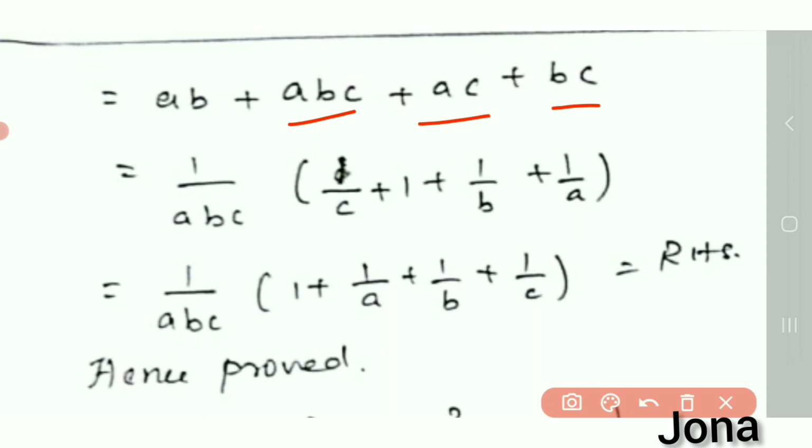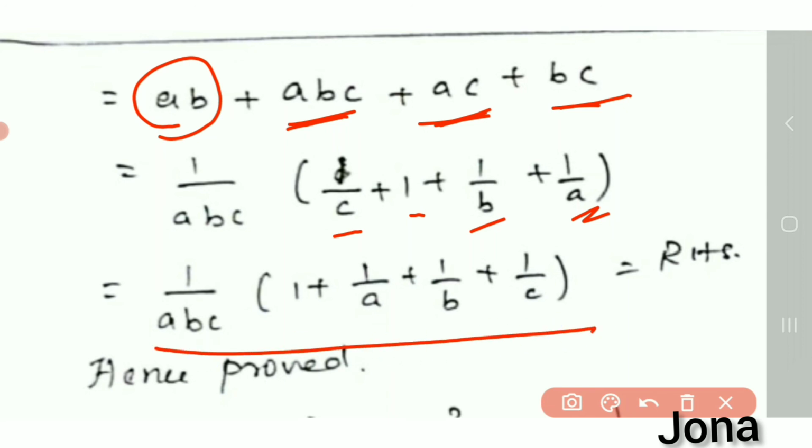Here I want to multiply and divide by abc throughout the equation. If we divide each and everything by abc, dividing this, I had only c. If we divide by abc here, I got 1. If we divide by abc here, it is 1 by b. If we divide by abc here, we got 1 by a. So we had the value like this: abc into 1 plus 1 by a plus 1 by b plus 1 by c.